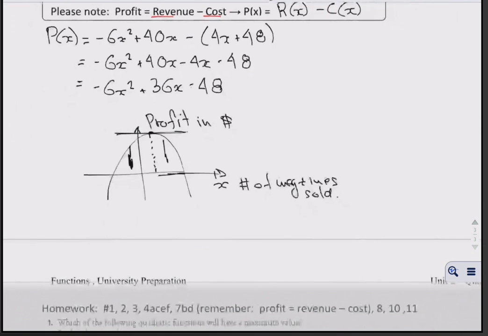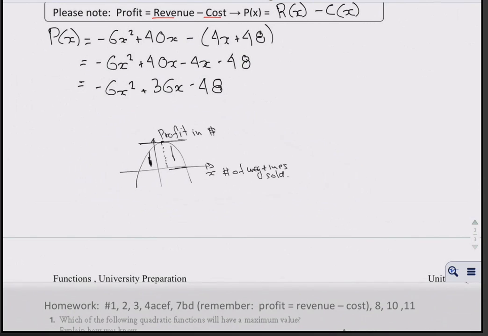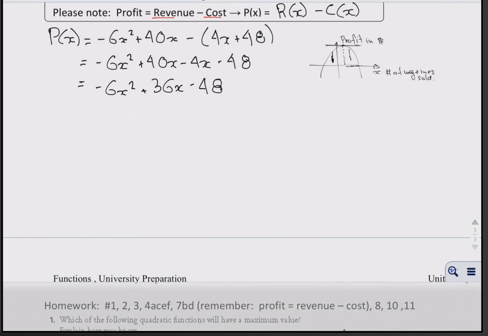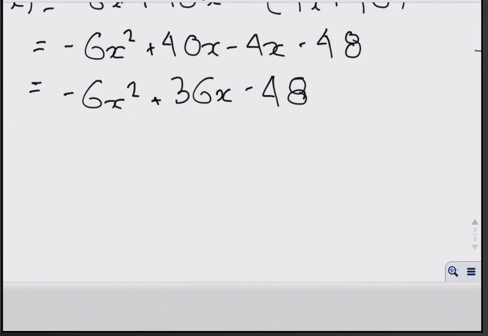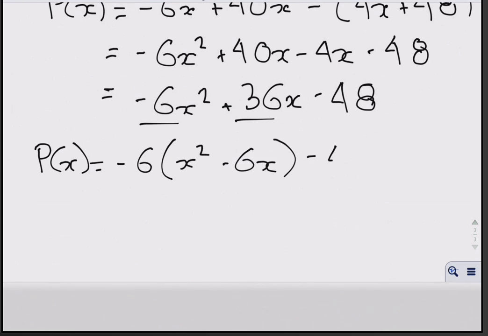Let's take this diagram, maybe put it to the side now. We want to maximize profit. To do that, we've got to find the vertex. And what does that mean in a case like this? Finding the vertex means completing the square. And that's what I'm going to start off with. So P(x), I factor out the coefficient of the first term from the first two terms: negative 6 times (x squared minus 6x) minus 48.